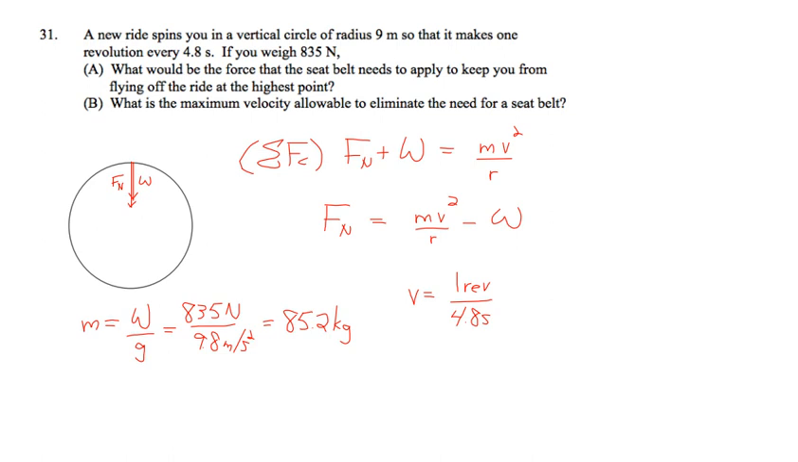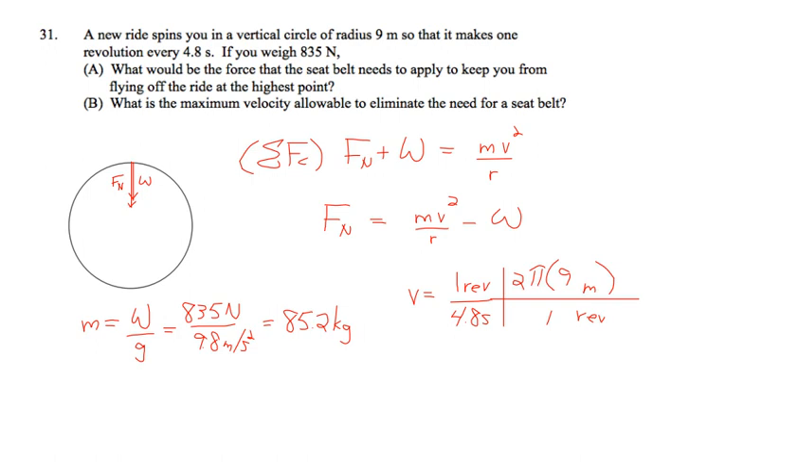So in one step, I can go from revolutions per second to meters per second. So I'm going to go revs to meters. One revolution, I'm going to move through the circumference of the circle. So that's 2 pi times the radius, which is 9 meters.